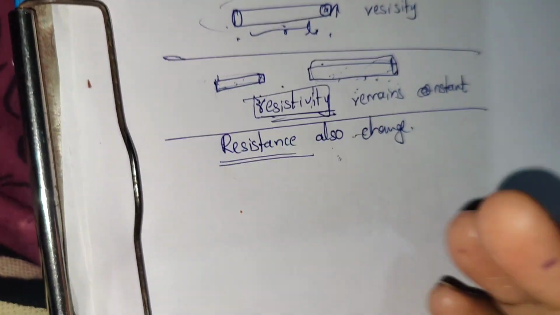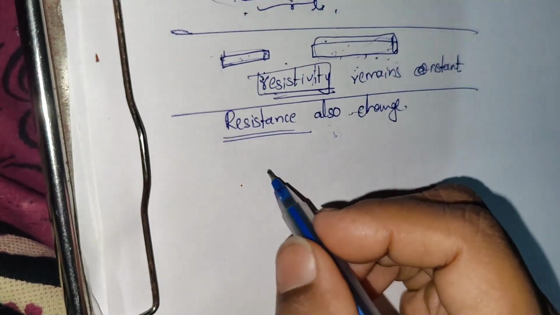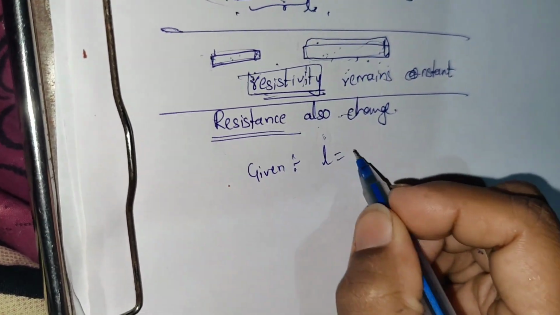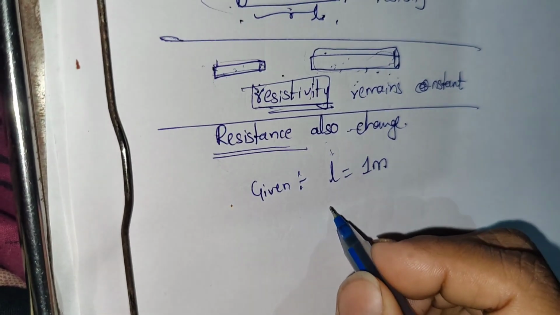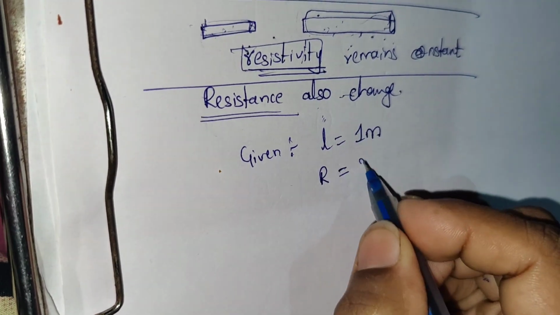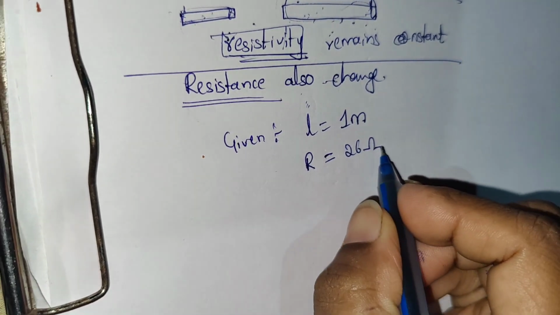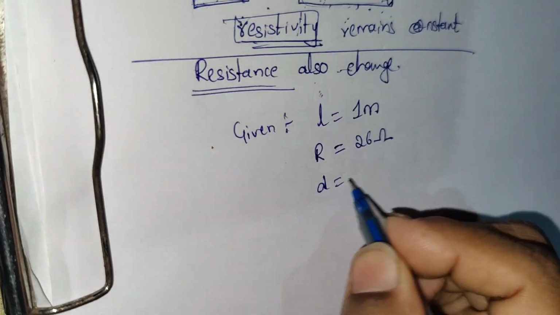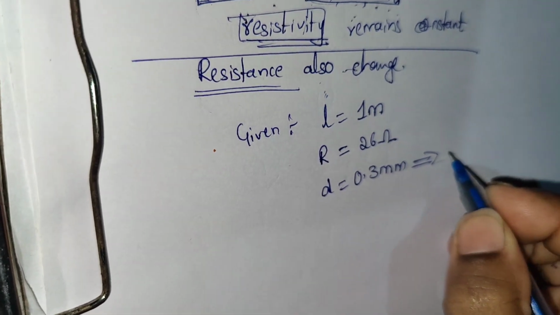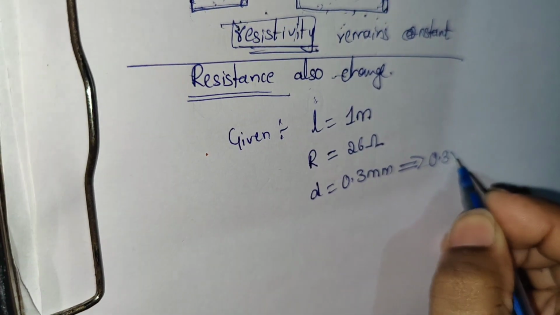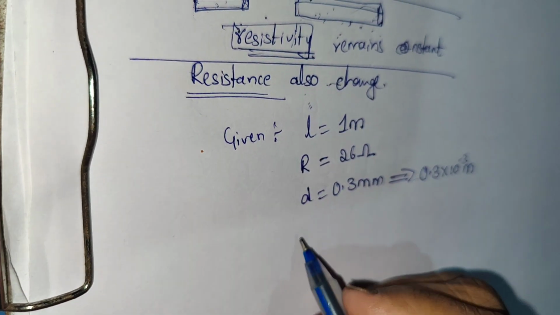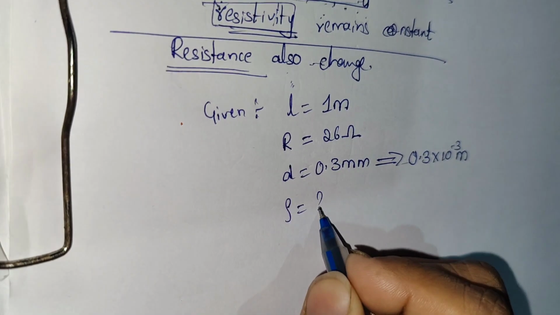Firstly, they have given length. We have to write length L is equal to 1 meter. Then R, resistance, they have also given, that is equal to 26 ohm. Then they have given diameter, that is equal to 0.3 millimeter. This one we want to convert into meter. 0.3 millimeter means 0.3 into 10 to the power of minus 3 meters. Okay, so then resistivity is equal to question mark.